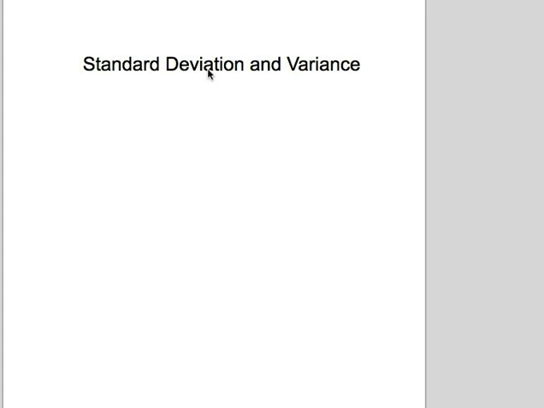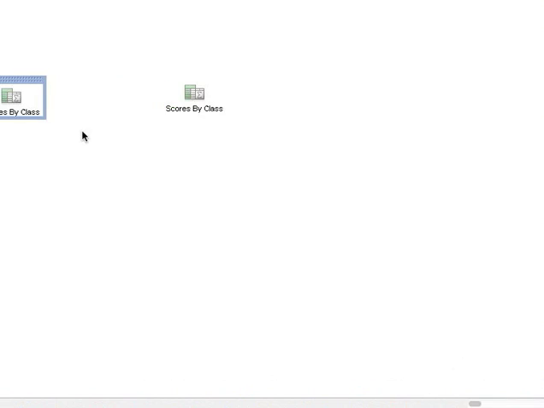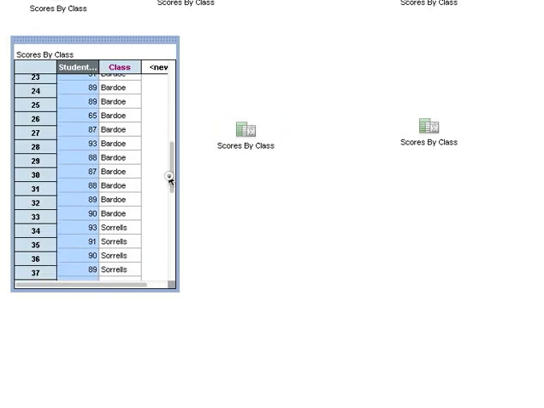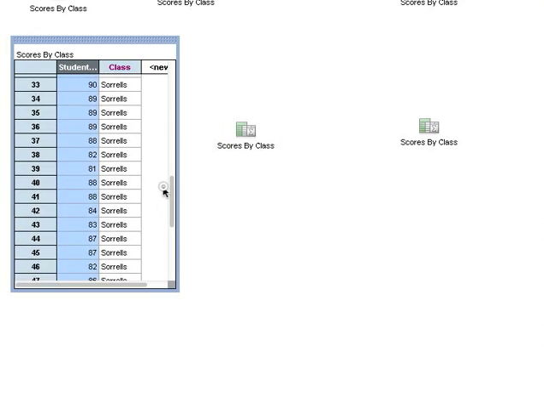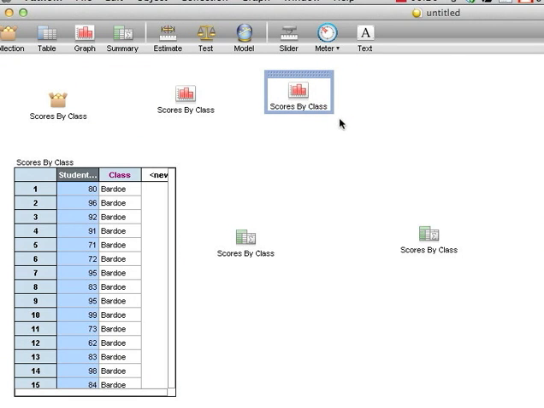Hi, I would like to introduce standard deviation and variance to you today, and I'm going to do that by first telling you a little story. So here are the scores from a test. Some of the students were in my class, and some of the students were in Miss Sorrell's class. How about we take a look at that distribution?